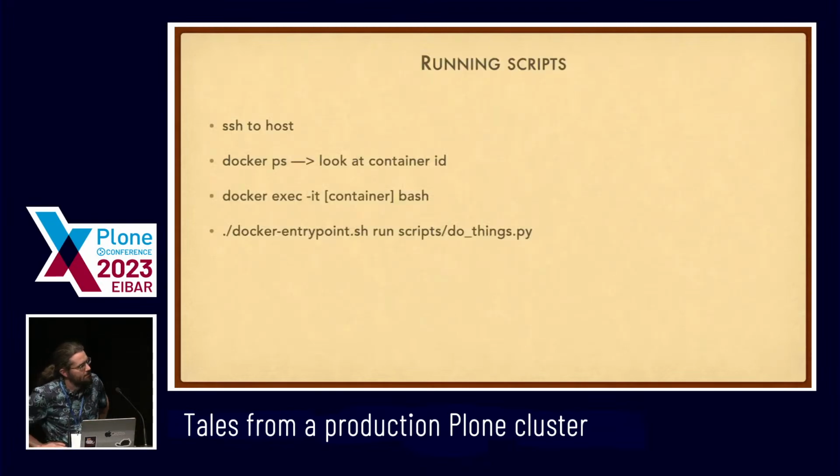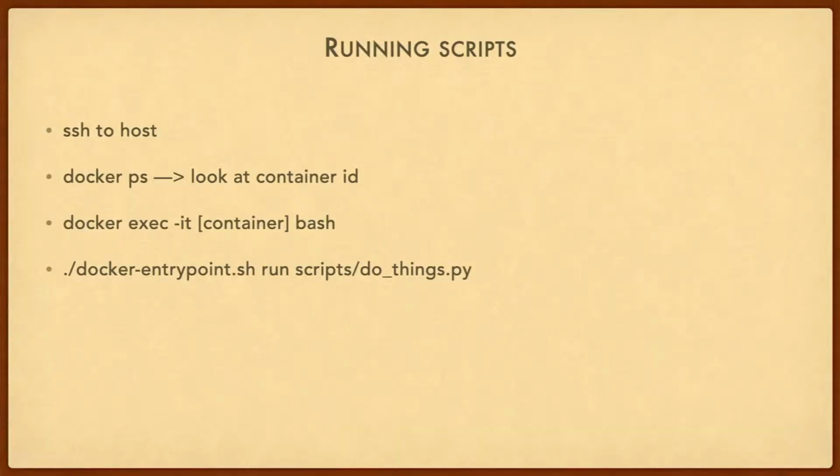And the last thing I wanted to mention about maintenance is when you need to run scripts. So like the sort of script that you would run with bin/instance run. It's a little bit more complicated when you're in Docker because you have to go through a couple layers to get there. So you SSH to the host machine, you run docker ps, look up the container ID, you run docker exec with that container ID and run bash, so that gives you a prompt inside the backend container. And then you can run docker-entrypoint.sh run and the path to the script. It's a little bit annoying, but at least you can get there.